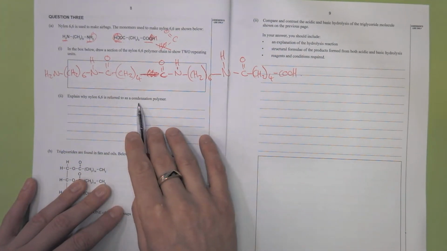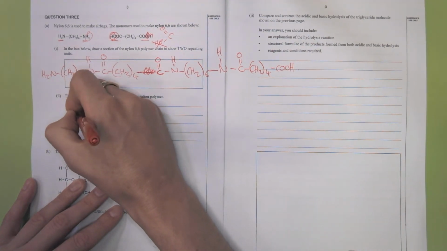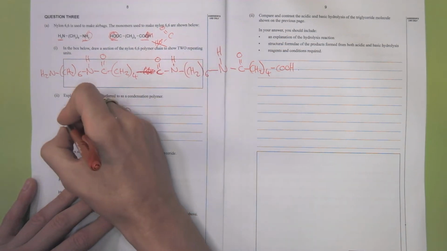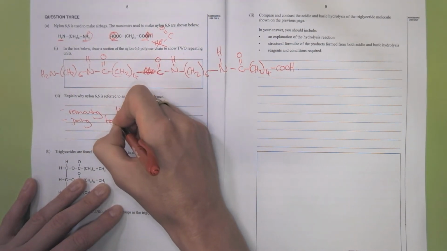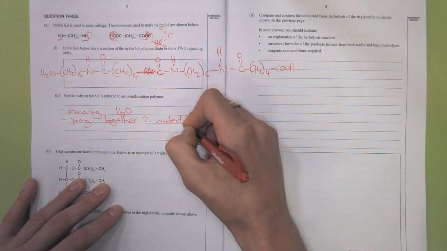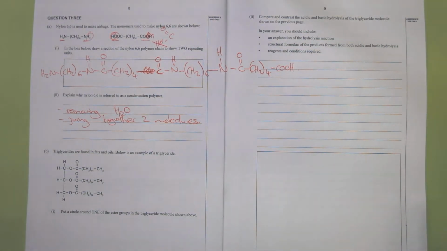Explain why this is referred to as condensation polymerization. Okay, well we talked about that before. We're removing H2O and joining together 2 molecules to make a larger molecule. So you're removing a small molecule when you're joining two molecules together.